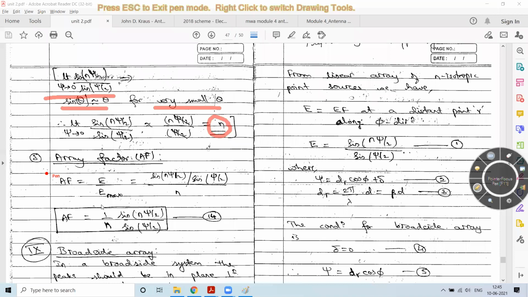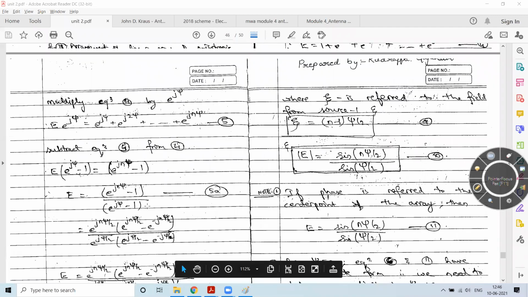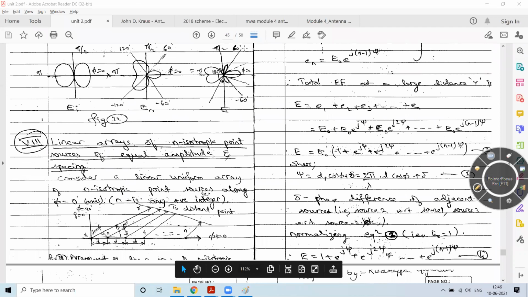So here we have the array factor. So E is sine n psi by 2 divided by sine psi by 2, and Emax is equal to n. So therefore, array factor is sine n psi by 2 divided by sine psi by 2 into 1 by n. So this is the array factor for the isotropic point sources, linear array of n isotropic point sources.